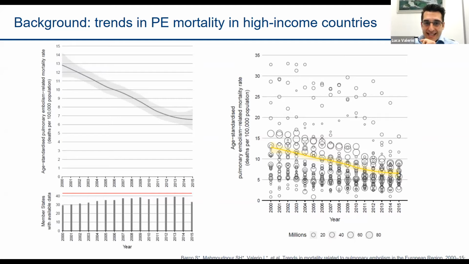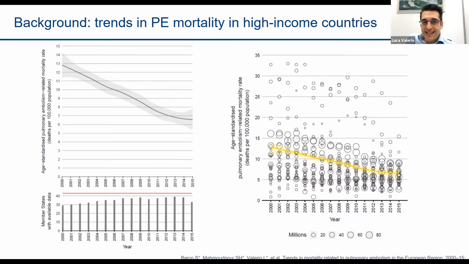In previous analysis from our research group here in Mainz, Germany, we have also used WHO data to estimate recent trends in mortality from pulmonary embolism, but only from selected areas of the world. This was an analysis from the WHO European region that showed how, based on vital registration data, the mortality from pulmonary embolism has been decreasing, which is good news, of course, even though it is unclear why we have been witnessing this.